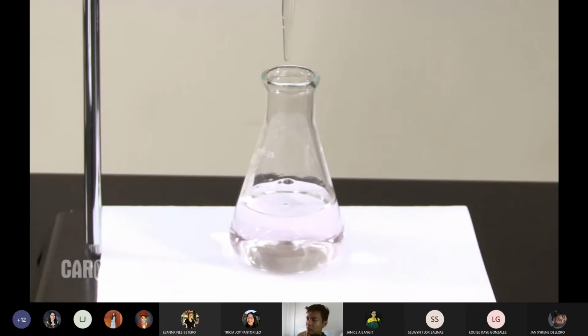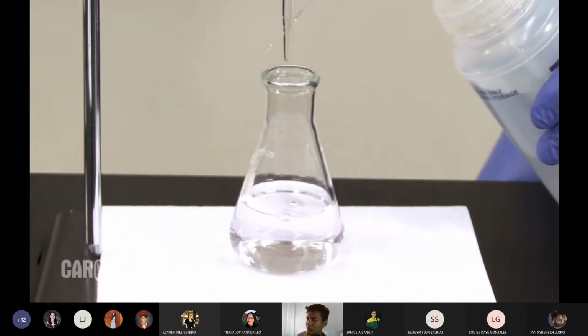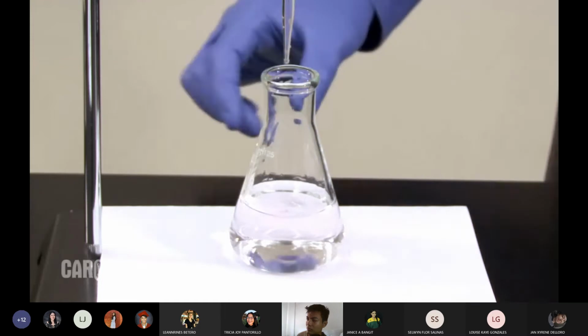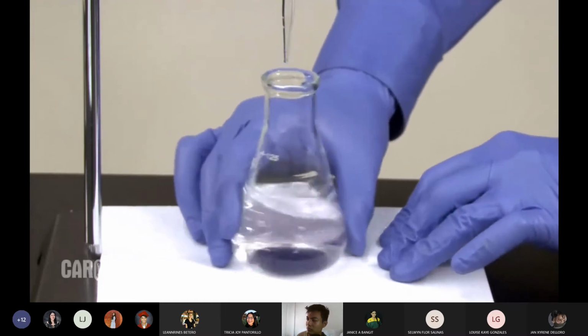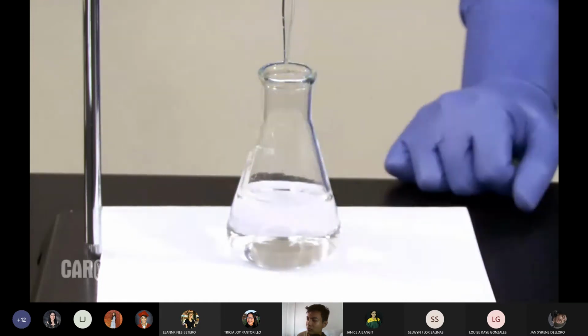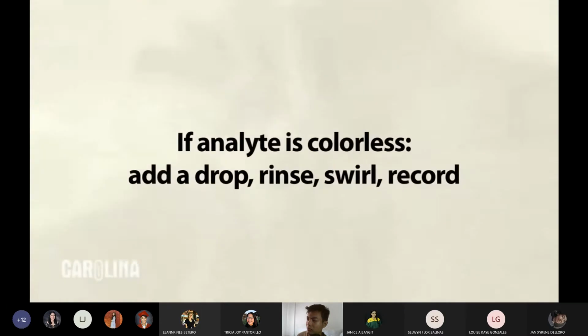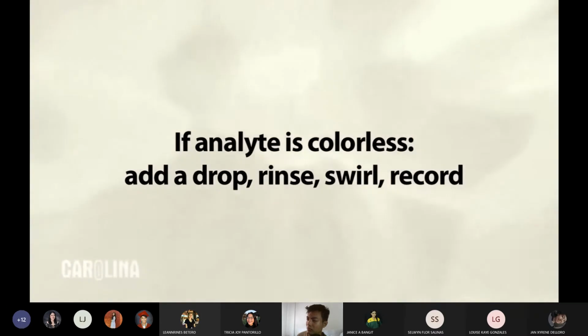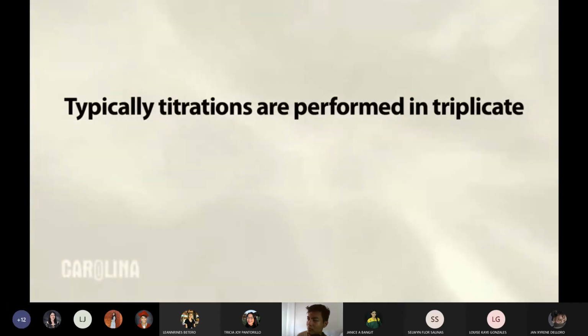Rinse the tip of the burette with deionized water and swirl the flask. Record the final volume on the burette. If the analyte remains faintly colored, then you have reached the endpoint. If the analyte is still colorless, then repeat these steps. Add a drop, rinse, swirl, and record until a faint color persists.